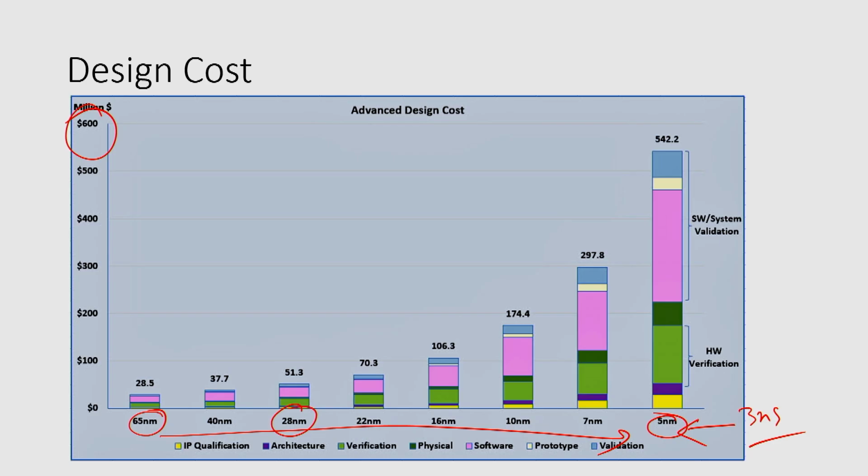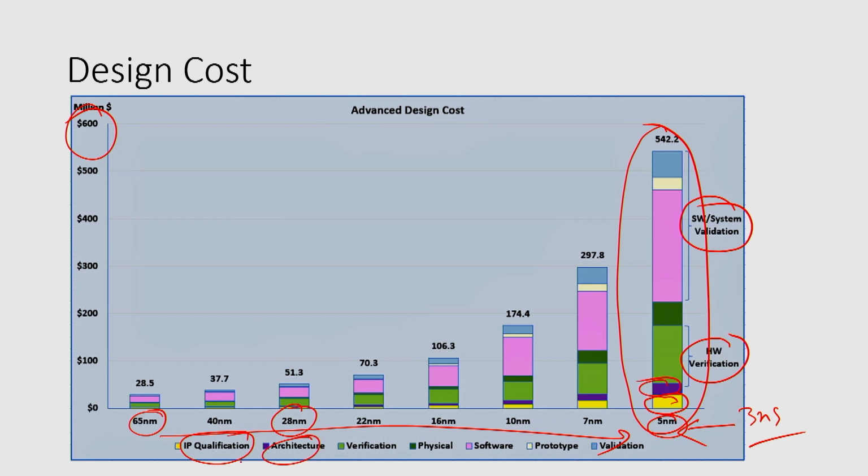And if you see here the overall cost to build your chip, the majority is in hardware verification and software or system verification. You have a very small component of cost coming from IP qualification, architecture, and physical synthesis tools and so on, and then probably validation, but the majority of the cost is coming from verification, right? So this again highlights that verification is becoming more crucial in the industry.